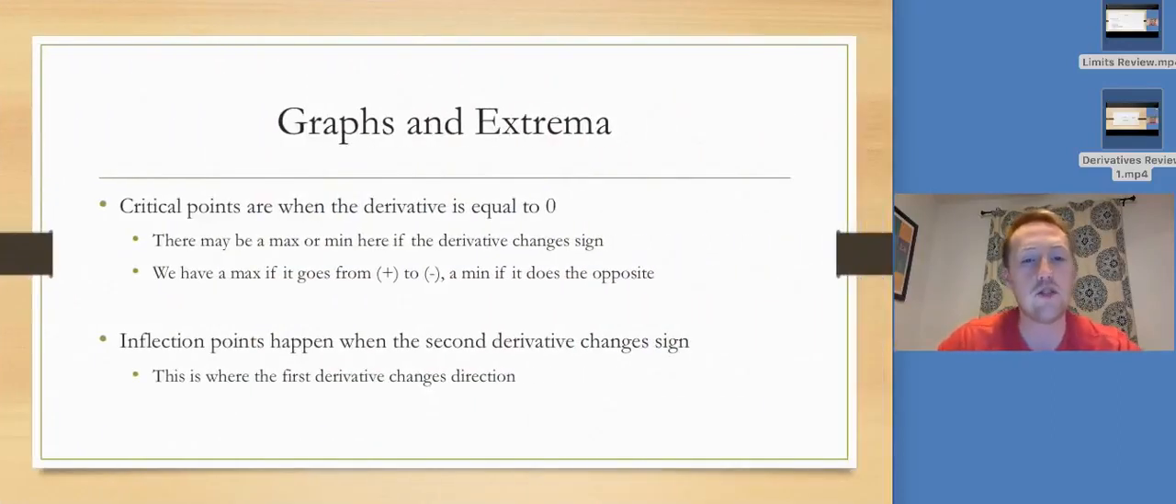Okay, graphs and extrema. Critical points are when the derivative is equal to 0. We might have a max or min there, as long as the derivative changes sign. So we get a max if it goes from positive to negative, and we get a min if it goes from negative to positive. I always just think about it in my head. Okay, positive to negative. Okay, there was a max. Inflection points happen when the second derivative changes sign, with similar reasoning that we had on the previous slide. If the first derivative changes direction, then the original function will have an inflection point. It'll change concavity.